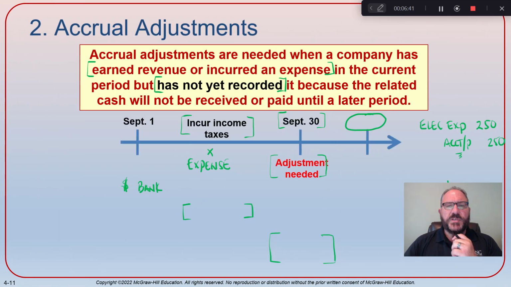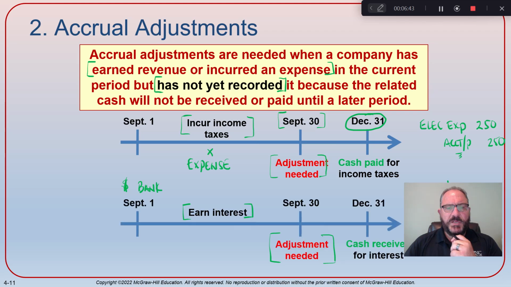Okay, now accrual adjustments, they're a little bit different. Accrual adjustments are needed when a company has earned revenue or incurred an expense that has not yet been recorded. Okay? Not yet been recorded. All right, so for example here, let's say for argument's sake we incur income taxes, so we have an expense and we need an adjustment to be made. Okay, so there's some kind of tax here.